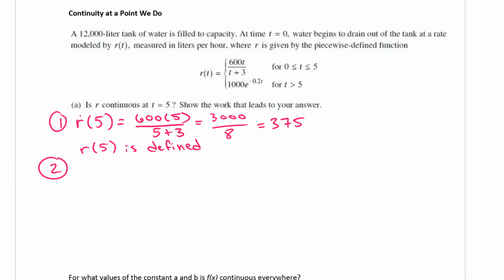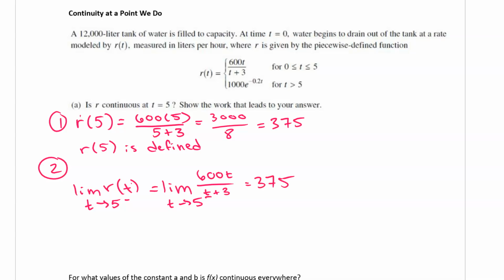Our second criteria says, does the limit exist? Well, the limit from the left of R of t, oh, sorry, this is a t here, and that's an ugly R. I'll fix that. We just did, right? Because the left limit is going to use that top equation, so 600 t, and that's 375. Then we need to do the right hand one.